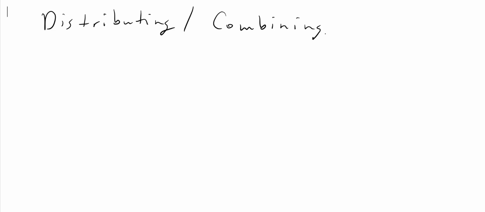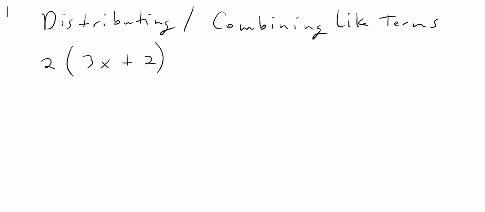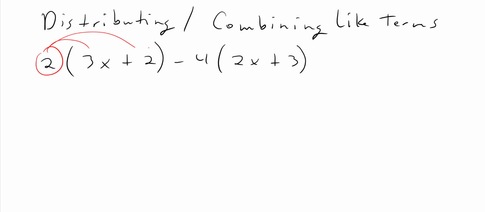So it's distributing and combining like terms. Okay, so here we go: 2 parentheses 3x plus 2 minus 4 parentheses 2x plus 3. So the first thing you do is you're going to distribute. Now be careful, it's 2 times each one of those terms, and the only thing I say be careful is it's negative 4 times both of those terms. Okay, watch, it's got the negative, don't just do 4.